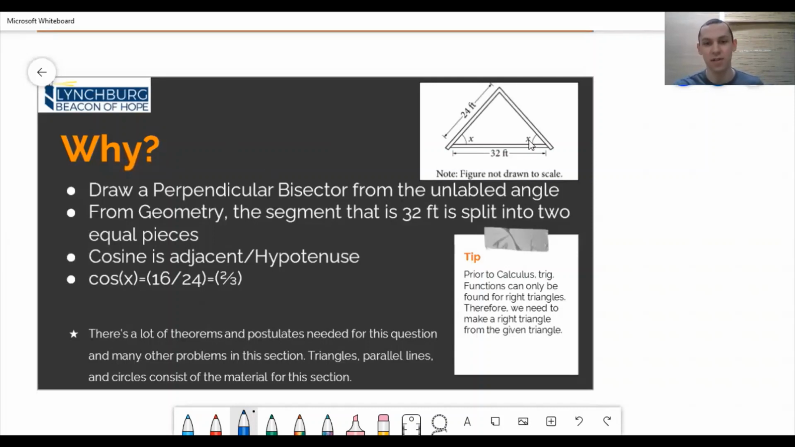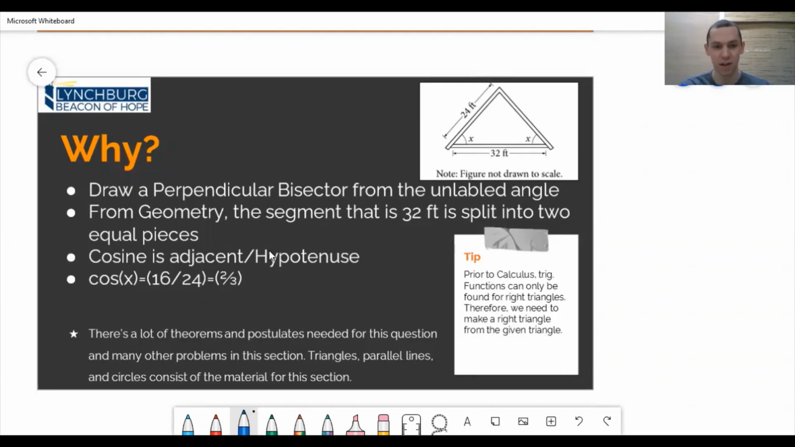So why was that the solution overall? Like I said, since this was an isosceles, we had to draw a perpendicular bisector from this vertex, the unlabeled angle. From geometry, this segment, since it's a bisector, evenly splits this. So the 32 feet was split into the two equal pieces, which were both 16. Cosine, of course, this is probably the most important thing to take away from this video if you didn't know it. Cosine is adjacent over hypotenuse.